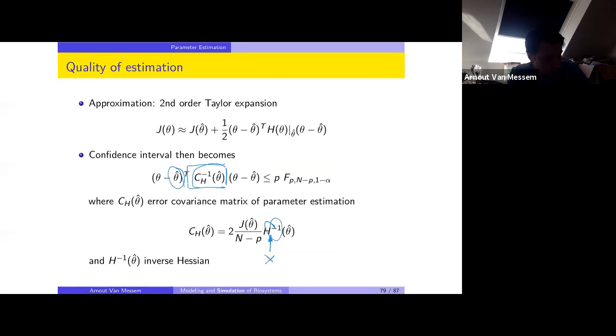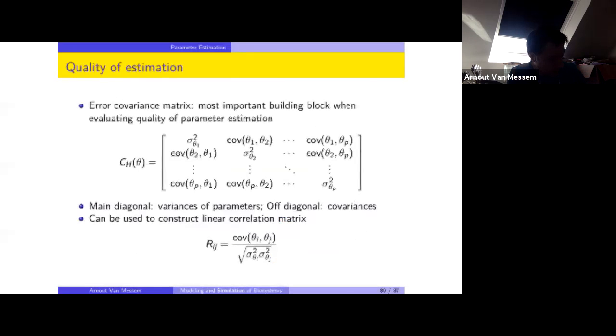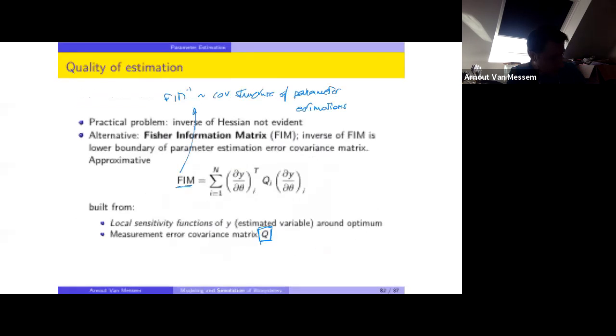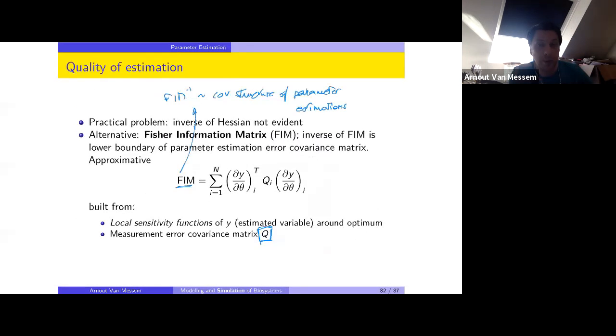And so what you do is you replace this value. So you could say that this can be approximated by the inverse of the Fisher information matrix, approximately. That's why we calculate the Fisher information matrix. So the inverse of the Fisher information matrix gives you some idea about the covariance structure of the parameter estimation, so of the thetas, but not of the data itself. If that makes sense.